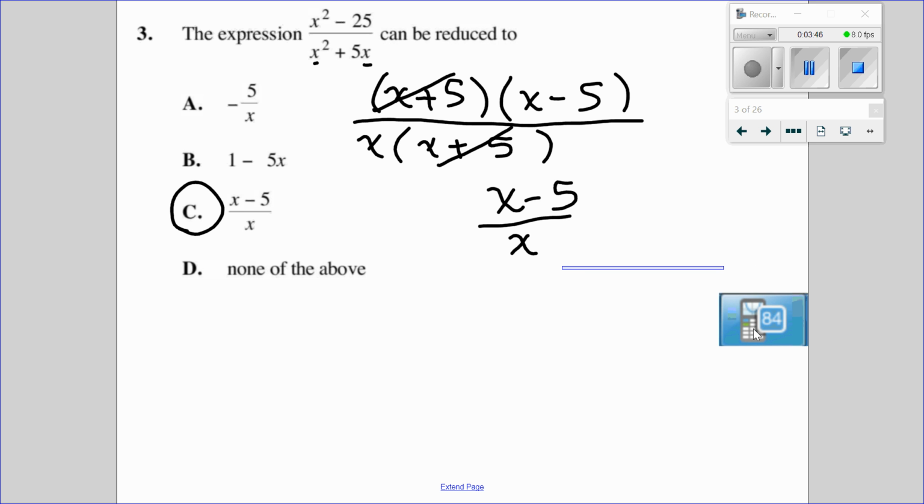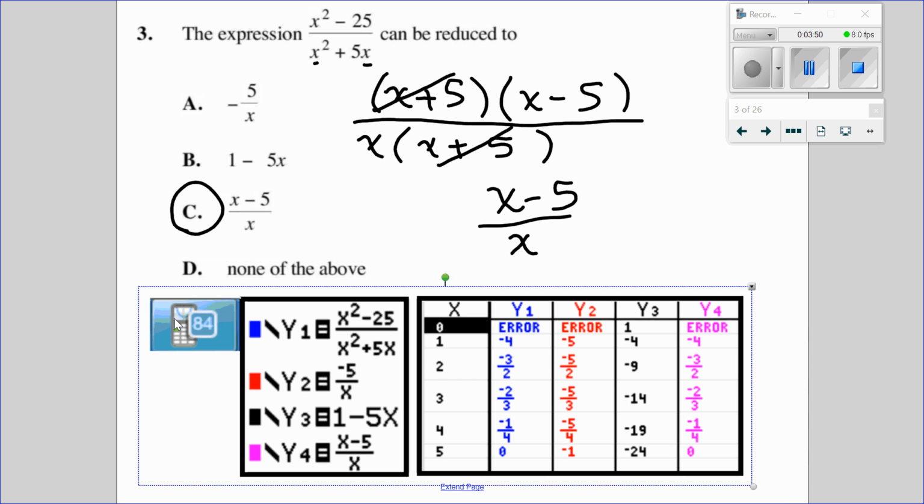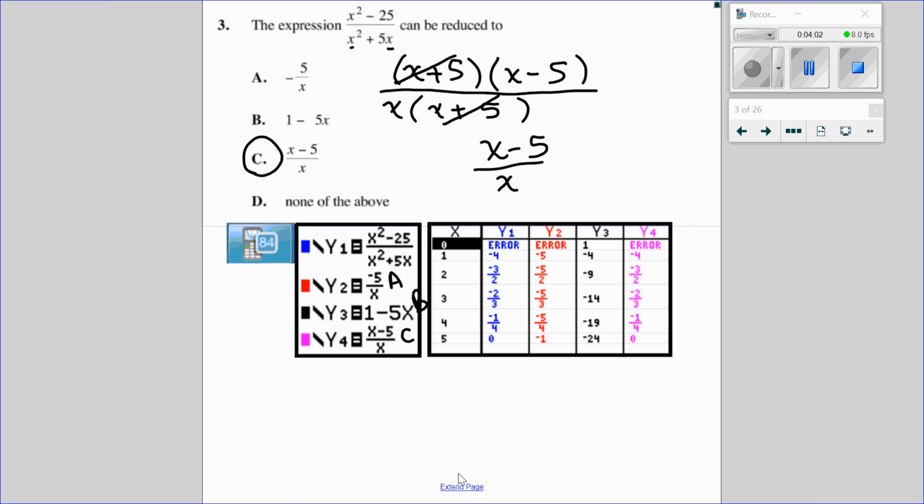Again, because this is a multiple choice question, I could have done it on the calculator, so it's a nice check nonetheless. You can see here I put in the options for A, for B, and for C. Y1 is the original question, and I can see looking at my table of values that Y1 is the same as Y4. Y4 is C, so I know that C is the option.